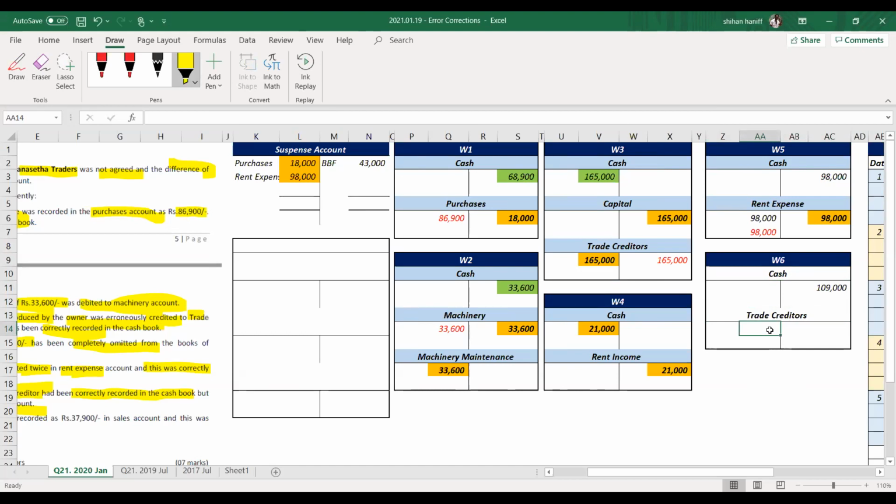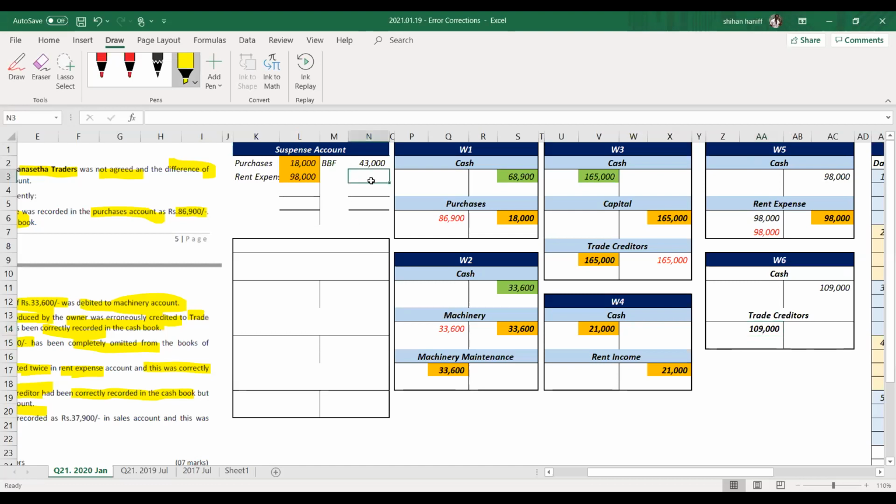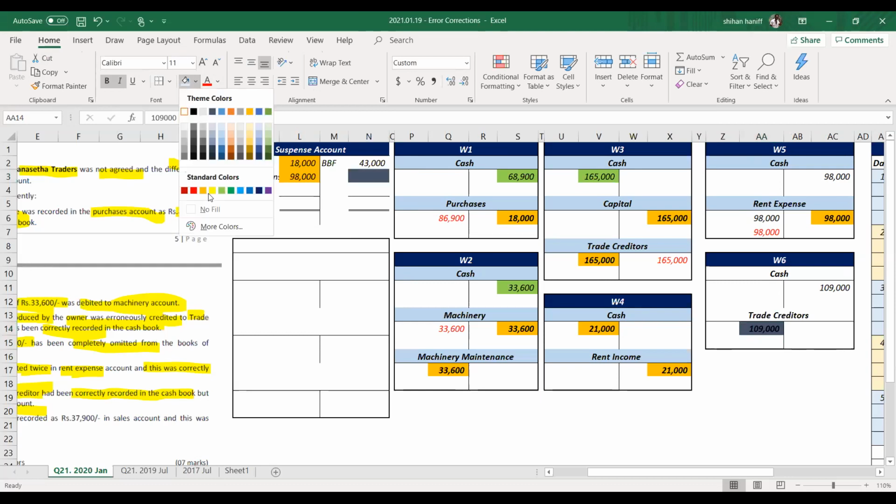So this will also affect trial balance. So how do you correct this? Can you tell me the answer? Trade creditors account, debit 109,000, and the suspense account, credit 109,000.